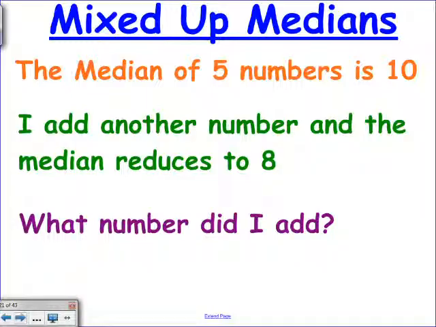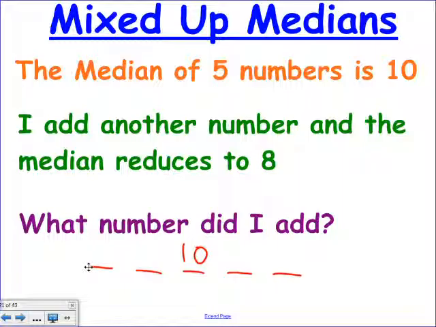So the median of 5 numbers is 10. I don't know what the numbers are, I don't care. But the median is 10. I add another number and the median reduces to 8. What number did I add? So let me talk you through it. I've got 5 numbers. Don't know what they are, don't care. And it tells me that the median of those 5 numbers is 10. So how many numbers do I have in the middle of 5? 1. So the number 10 must live here. That is one of my data values because it's right in the middle. Happy with that? So from that information, I know 10 lives there.